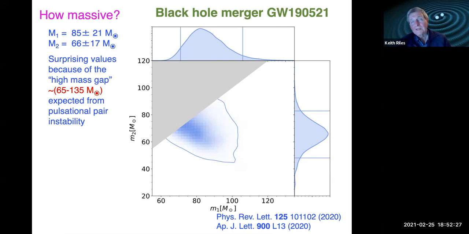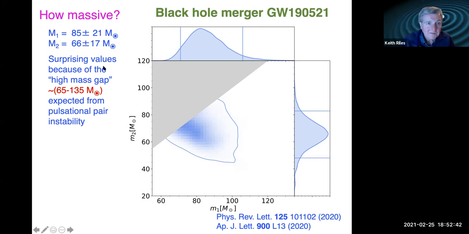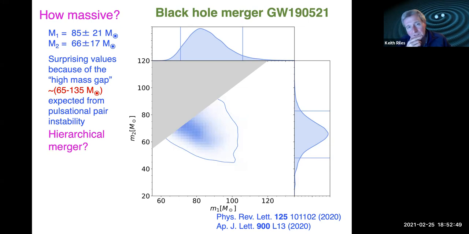But if it's in this intermediate range, then the star creates gamma rays that blow off the outside of the stellar envelope. So you tend to systematically lose mass if you're in a certain range, and yet here we have two stars in that range. And so that's potentially evidence of what's known as a hierarchical merger.